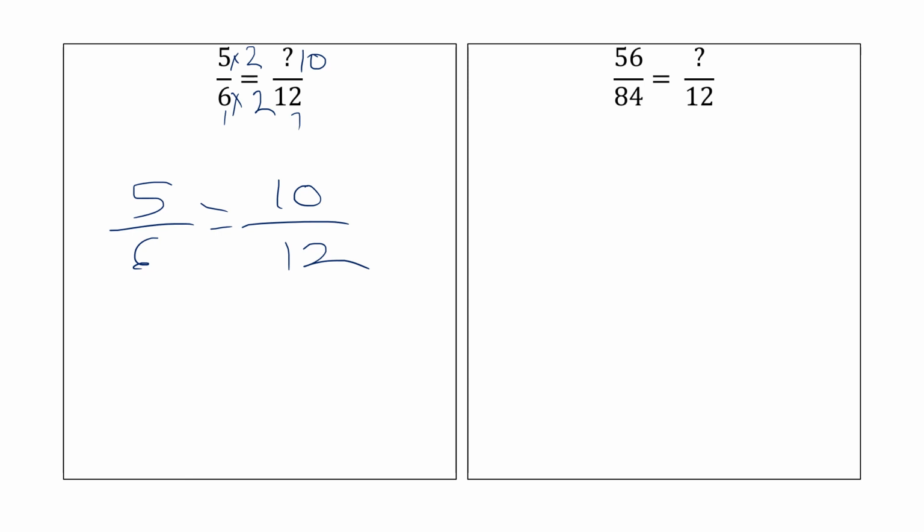56/84 to 12ths. Well, here we're going from a larger denominator to a smaller denominator, so we're going to divide. Well, 84 divided by what equals 12? 84 divided by 7. So if we divide the bottom by 7, we also have to divide the top by 7. So 84 divided by 7 is 12. What is 56 divided by 7? That's 8. So 56/84 is the same as 8/12.